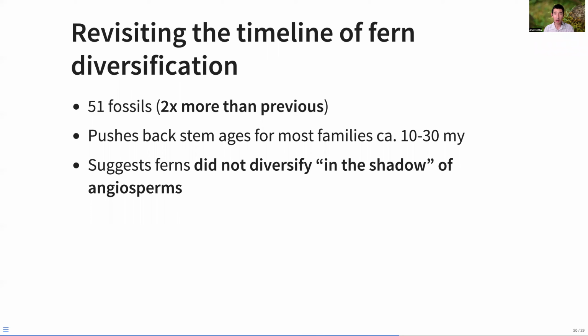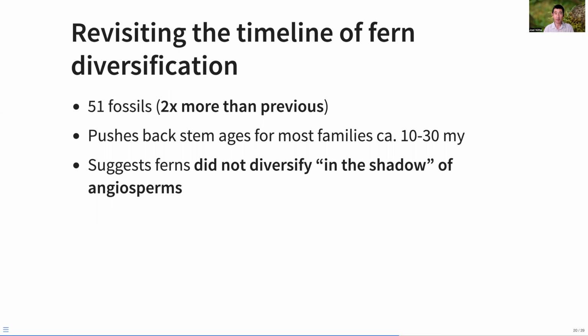Now, one interesting result is that when we did the divergence timing analysis, we were able to use an expanded set of fossils, 51 fossils, which is about 2 times more than any previous study. And because of that, our estimated ages push back the stem ages for most families around 10 to 30 million years. And this would suggest that perhaps ferns did not actually diversify in the shadow of angiosperms, as has long been contended.